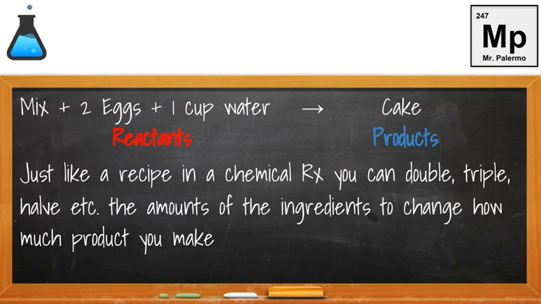When we think of chemical reactions, we should think of a recipe. In a simple recipe here, we have some cake mix. We require 2 eggs and 1 cup of water. These are our ingredients, or in chemistry we call them the reactants, because we're reacting them together to produce our product, in this case, 1 cake.